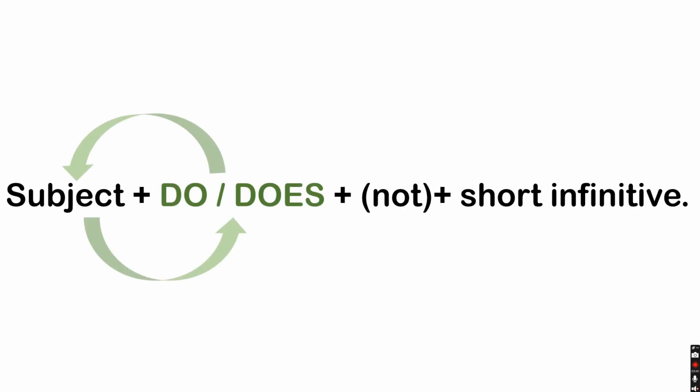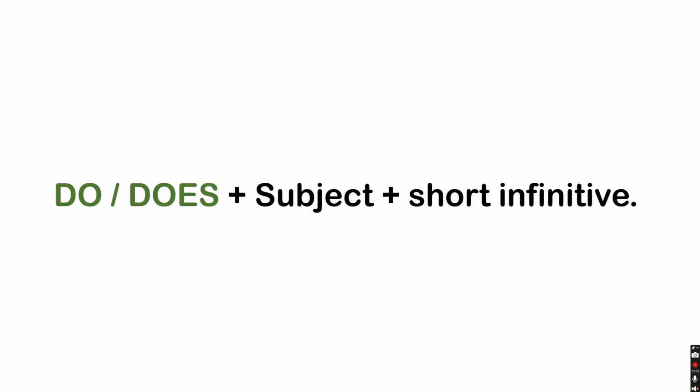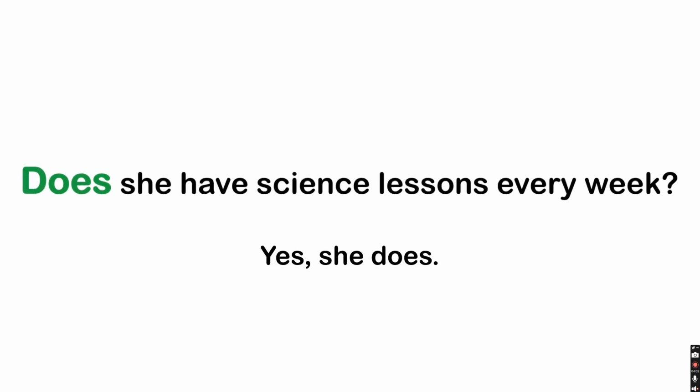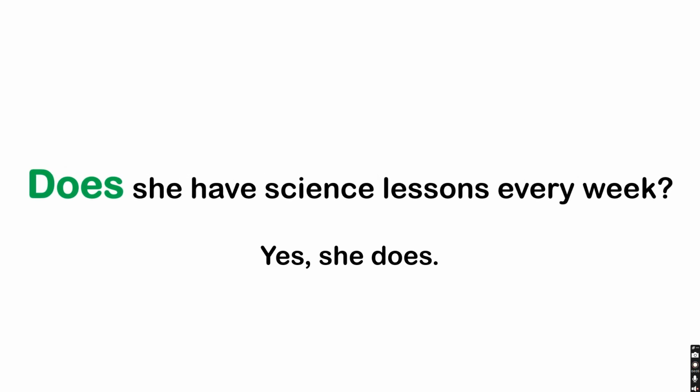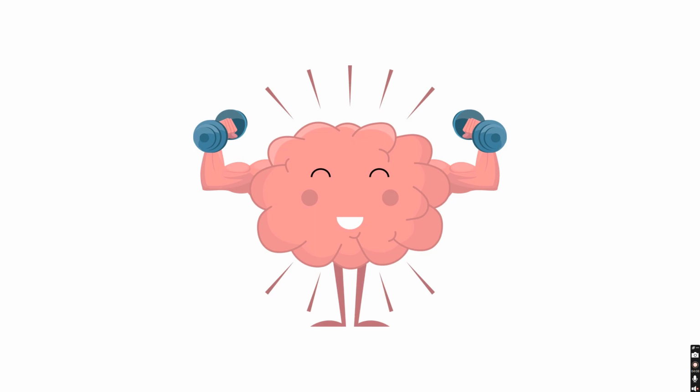To form questions in the present simple tense, we only have to change the order of the words. Do or does with the subject. Here is our scheme. Do or does plus subject plus short infinitive. Does she have science lessons every week? Yes, she does. As we have already seen, do is the verb to which we add s or es. This rule is valid for both negations and questions. And that's it. You know now how to make sentences with present simple.